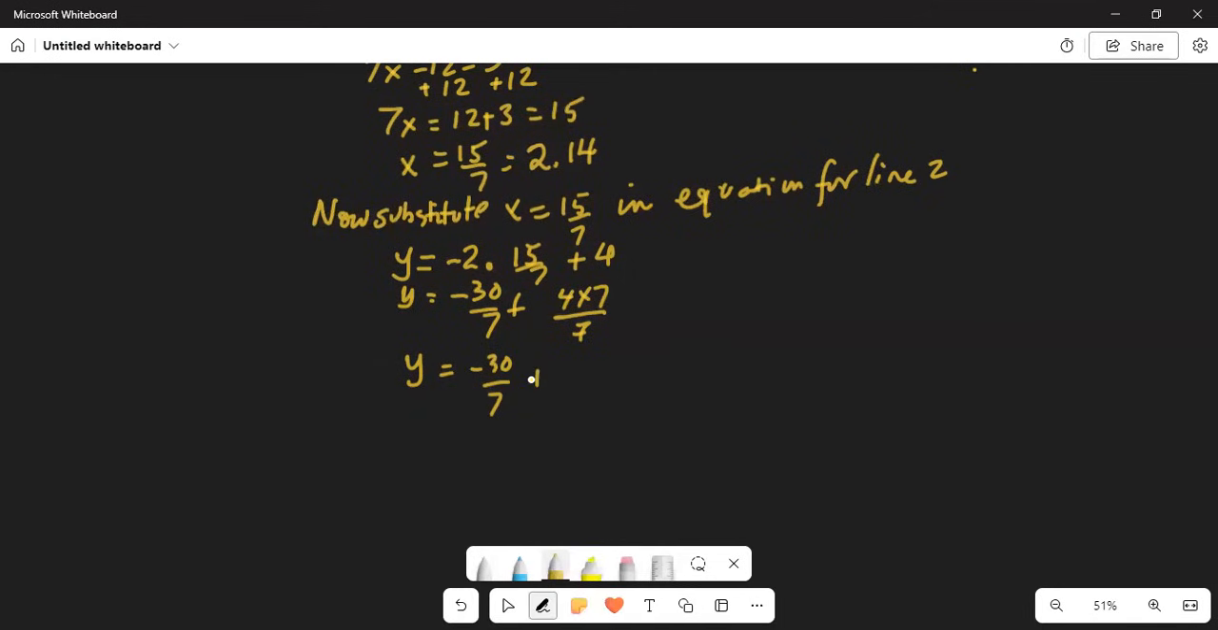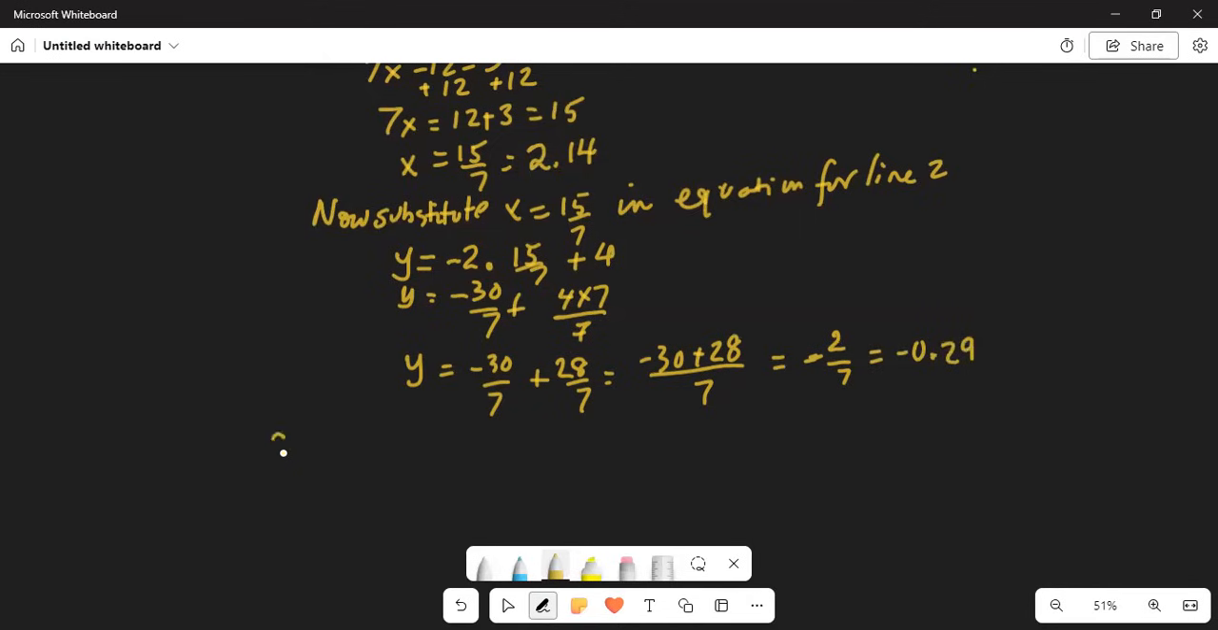So this is plus 28 over 7. So I have 7 as the common denominator and minus 30 plus 28. So from 30, you subtract 28, which is 2. But since the larger number has a negative sign, we'll return the negative sign. So that is minus 2 divided by 7, you can think of that as minus 0.29.